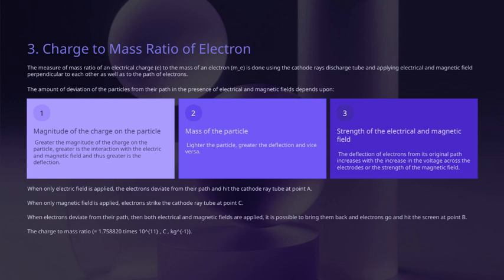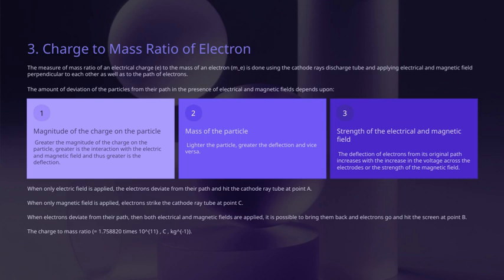Essentially, stronger electrical or magnetic fields cause greater deviation of the electrons. Now, the size of this deflection also depends on the particle's mass. The lighter the particle, the greater the deflection, and vice versa. Another key point is the charge-to-mass ratio, which is approximately 1.7588 times 10 to the power of 11 coulombs per kilogram. This ratio helps us understand how the electrons respond to electric and magnetic fields.